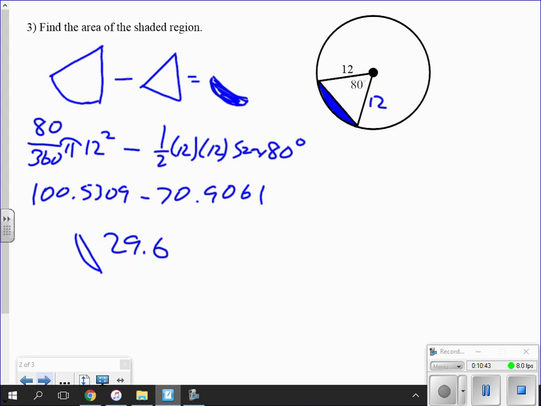How much of the triangle are we trying to get? That's a wedge of a circle, right? Oh, okay. So pi r squared, pi times 12 squared, that's the area of the circle. 80 over 360 is what portion of the circle?